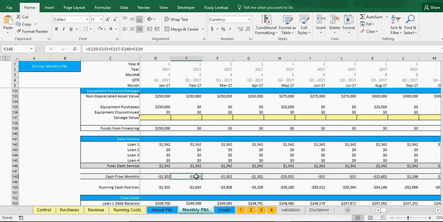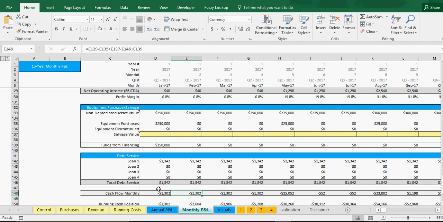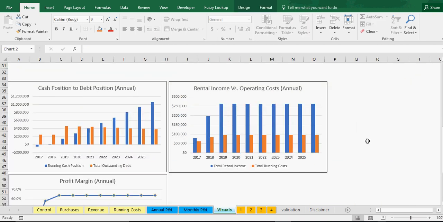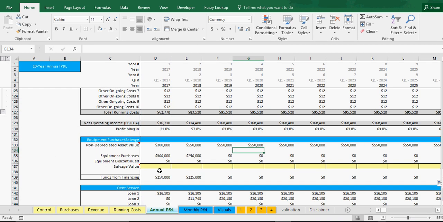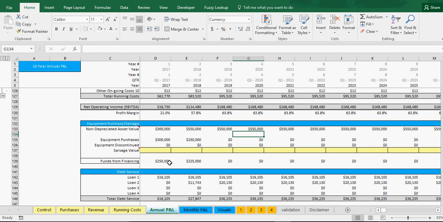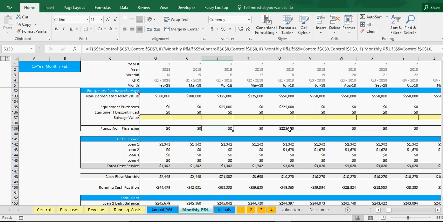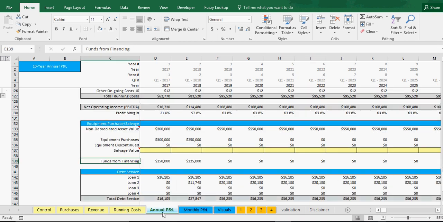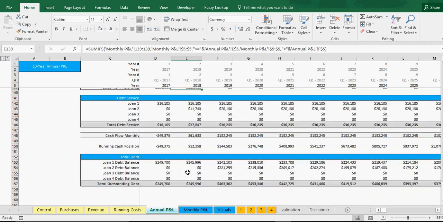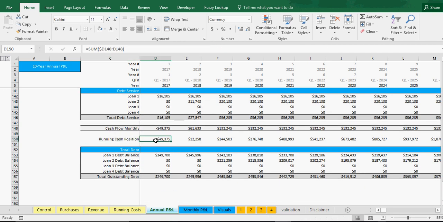Now what is off about that? Those should match, so let me check. Stand by. Okay, got it. So the annual P&L, the funds from financing, which you can see here, is pulling whenever there's a finance amount that populates into here. Well, the annual P&L formula was not updated, so now it is. So now you can see it makes sense that our lowest point is negative 49,000.